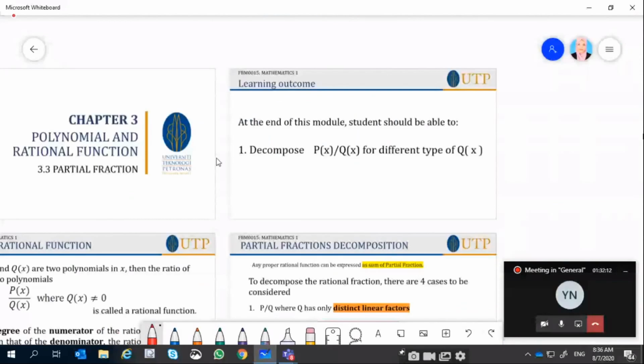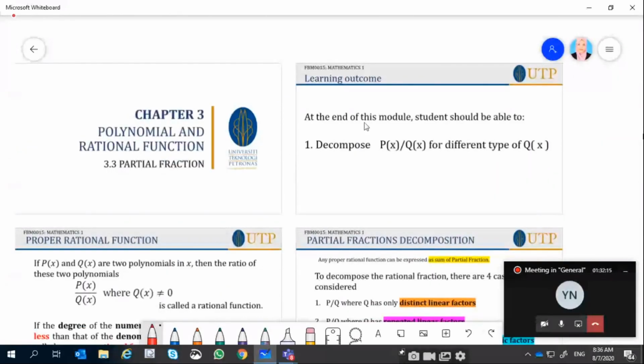Okay, look at the learner outcome here. At the end of the module, students should be able to decompose PS over QS for different types of QS. PS over QS, what is it actually? It is a rational function. RS, the rational function, is PS over QS, a polynomial divided by a polynomial. You have to consider the QS, which is the denominator part.